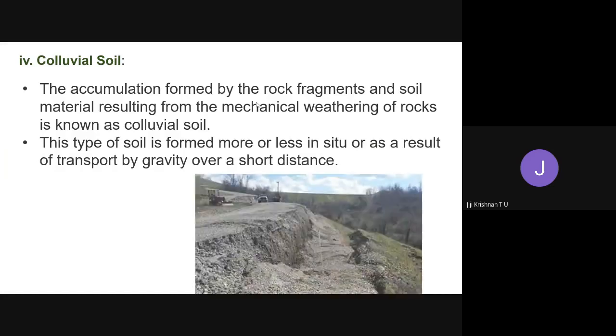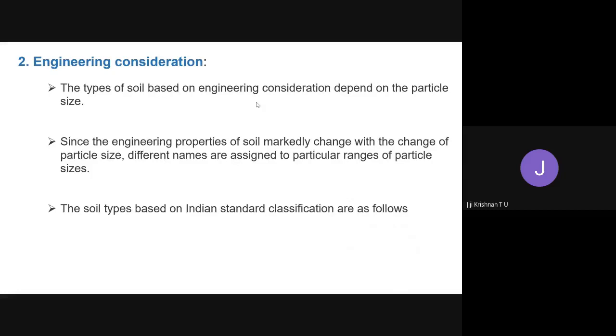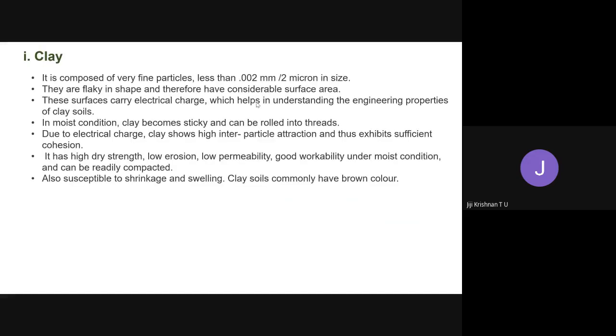Moving to engineering consideration, the type of soil based on engineering consideration depends on the particle size. Since the engineering properties of soil markedly change with the change of particle size, different names are assigned to particular ranges of particle sizes. The first one is clay. It is composed of very fine particles which are less than 2 micron in size. They are flaky in shape and therefore have considerable surface area. These surfaces carry electrical charge, which helps in understanding the engineering properties of clay soils.